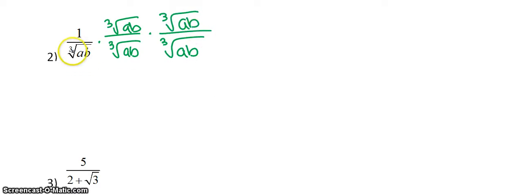Now that I've multiplied it twice, in total I'll be multiplying this 3 times, so I'll be cubing the cube root of AB, so I'll just be left with AB.